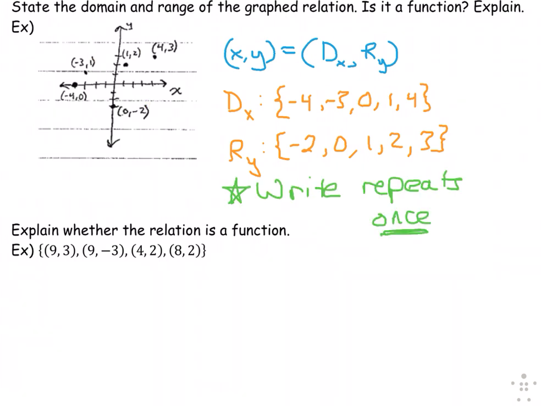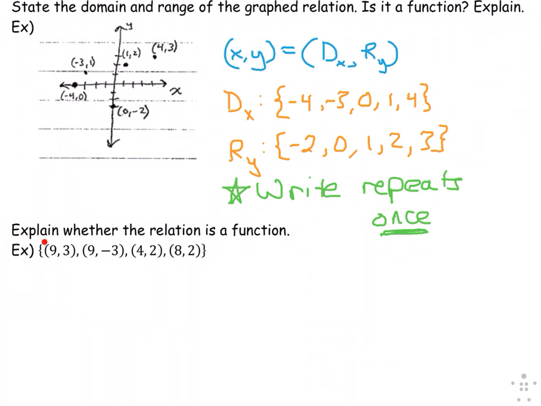An important note is that if you have repeated elements of either the domain or the range, only write them once. Let's say I had another ordered pair with an x-coordinate of -4, so maybe say here, then I would only write one copy of -4 because that will then be representative of all copies of it. So don't be redundant. In mathematics, we usually avoid that.